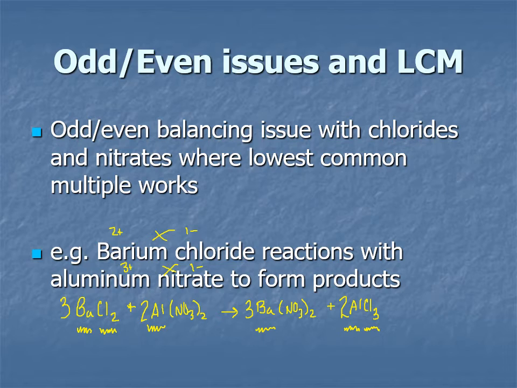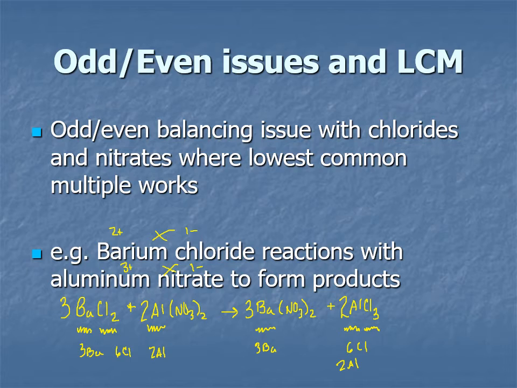I do not see where I can reduce anything. Notice 3, 2, 3, 2 does not reduce any further. And I would do my tally. 3 bariums on the left, 3 bariums on the right. 6 chlorines on the left, 6 chlorines on the right. 2 aluminums on the left, 2 aluminums on the right.